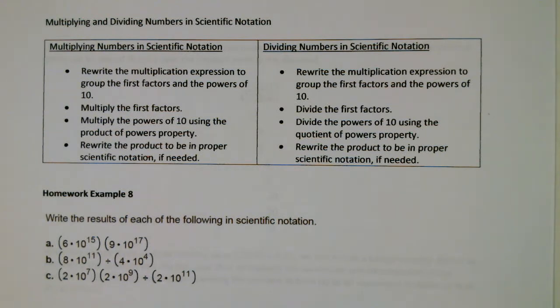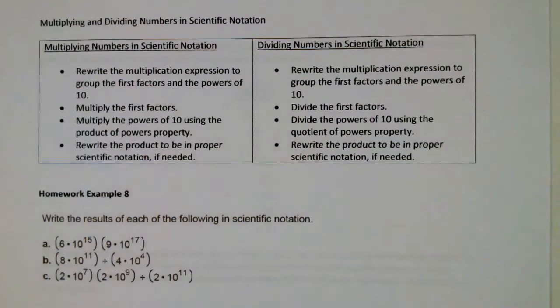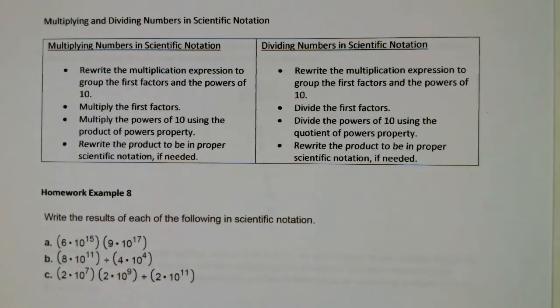That means if that first factor is not at least 1 but less than 10, then you'll have to write that in scientific notation. Now for dividing numbers in scientific notation, which is this on the right, you're going to rewrite the expression to group the first factors and the powers of 10. Then you'll divide your first factors, then divide the powers of 10 by using the quotient of powers property. In other words, when you divide powers of the same base, you write down the base and then subtract your exponents. And then rewrite the product to be in proper scientific notation if needed.